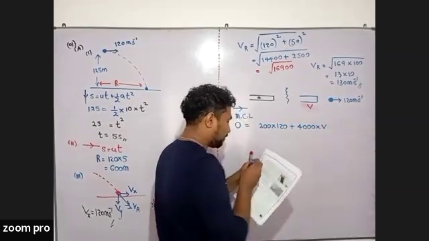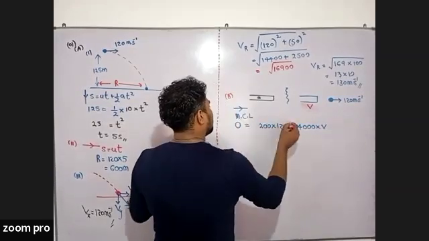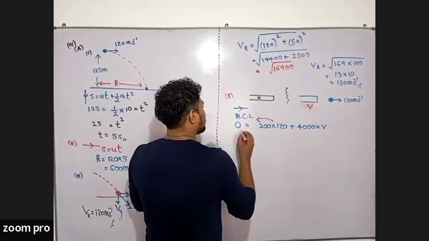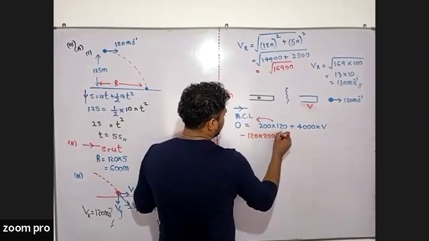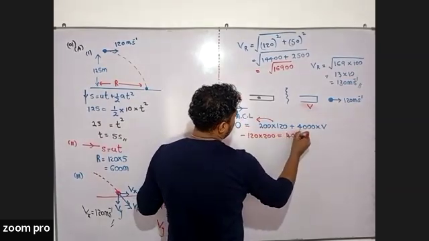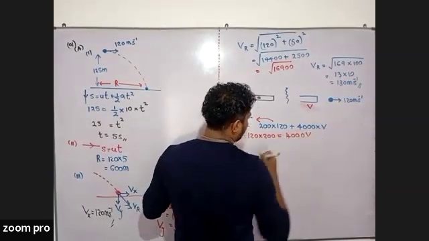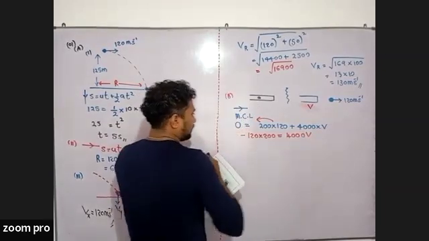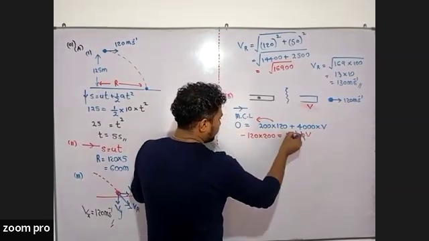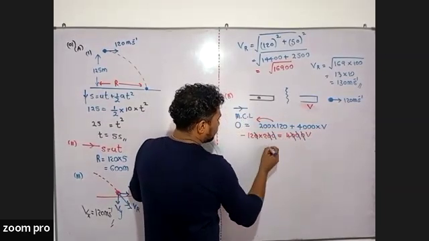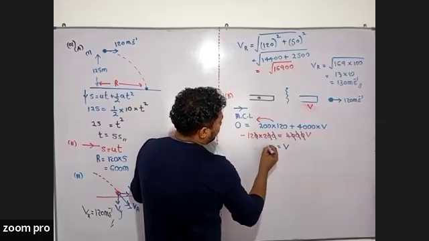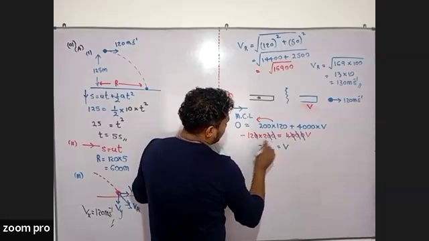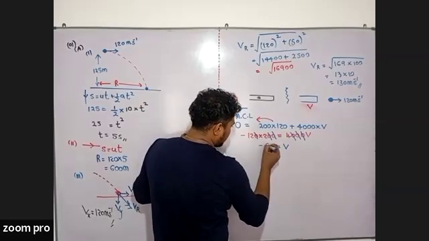We don't have any idea about the V. So let's take this term to the opposite side, then it should be considered as 120 equal to 200 times 4000 V. So in the simplification, we can cancel these 4 zeros. Then V equals 24 over 4, which is 6.